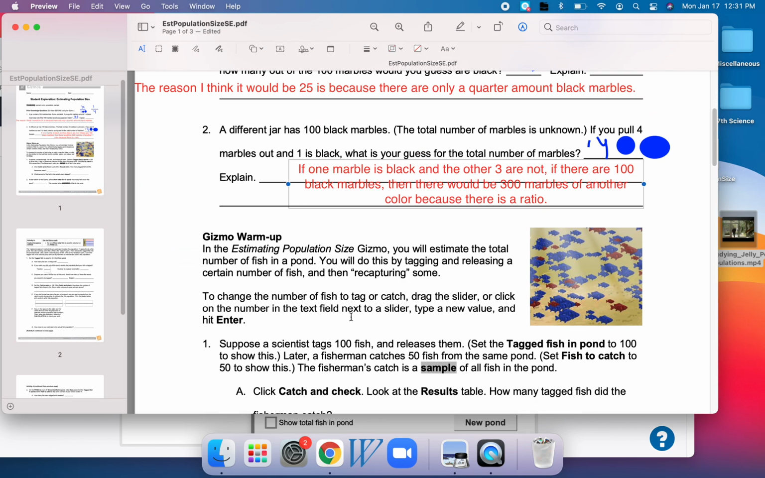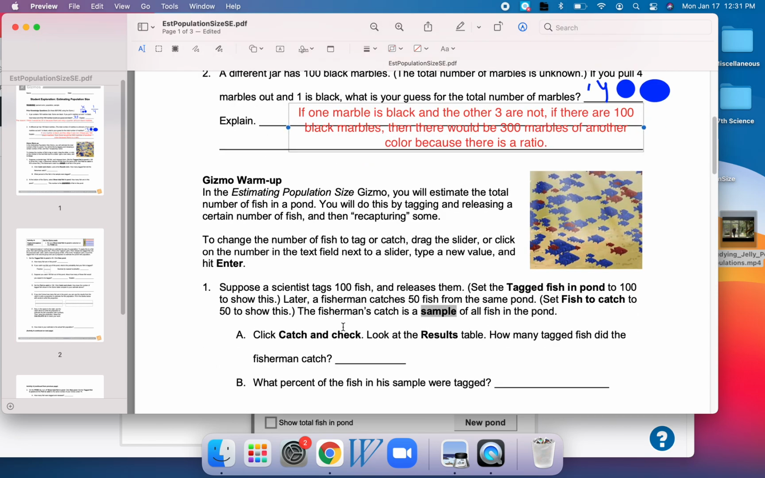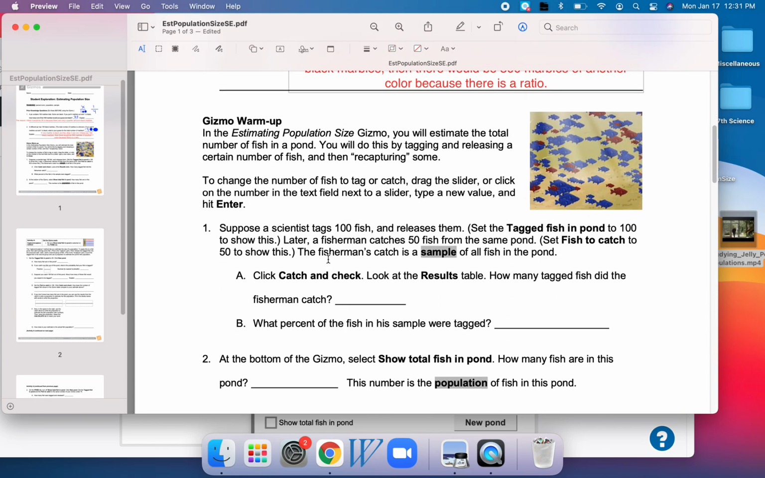So in our Gizmo warm-up, we're going to estimate the total number of fish in a pond, kind of like we were doing with these proportions before. Suppose a scientist tags 100 fish and releases them. Set the tagged fish to 100. Later, the fisherman catches 50 fish from the pond. Set the fish catch to 50. The fisherman's catch is a sample of all the fish in the pond. It's just an estimate. Click and catch.